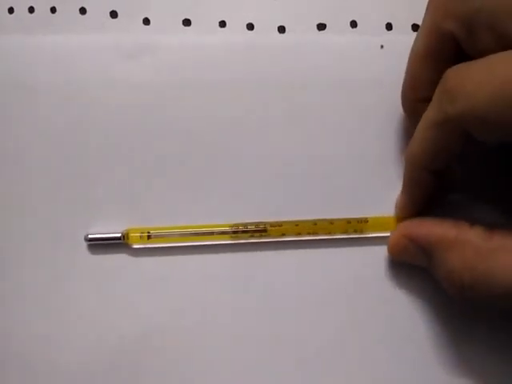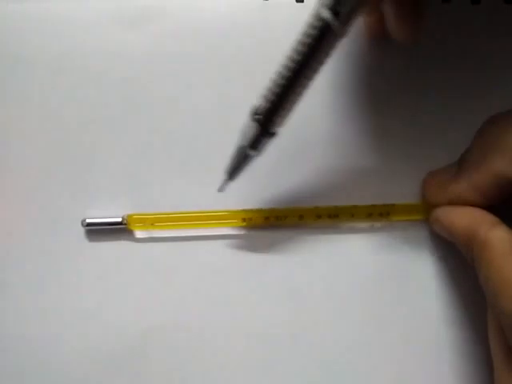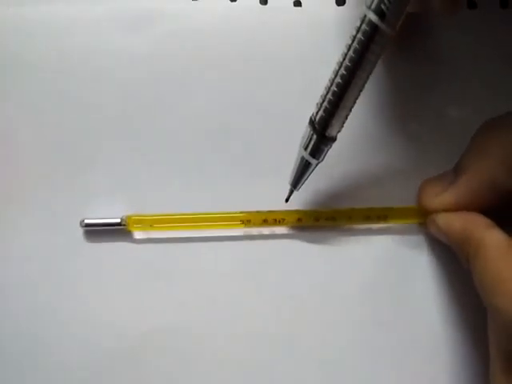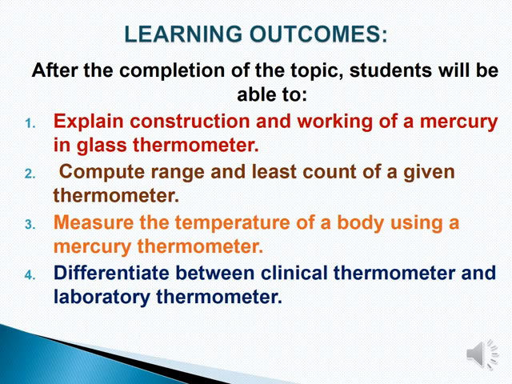So this is the least count of this thermometer, which means that one division of this thermometer counts 0.1 degrees Celsius. Now I have recorded my body temperature by keeping it under my tongue for 1 minute, and you can see the mercury thread. The mercury thread is at 36.9 degrees Celsius, so this is showing the normal human body temperature. Students, now I hope you are able to compute the range and least count of a given thermometer, and also measure the temperature of a body using a mercury thermometer.